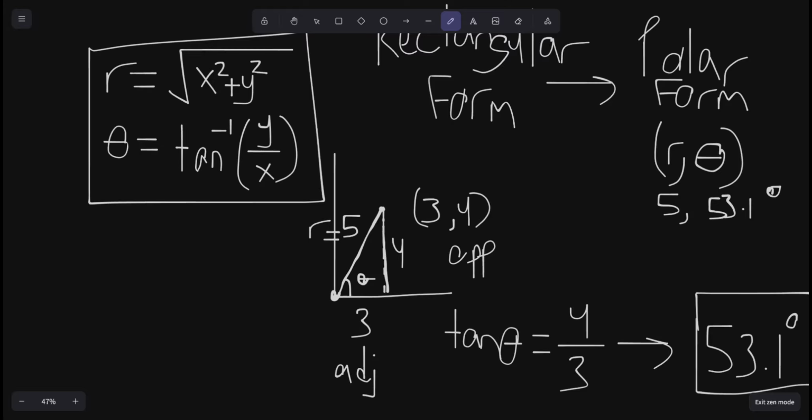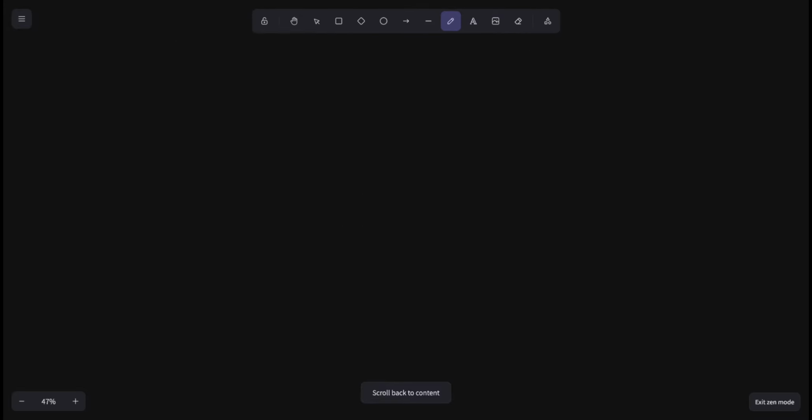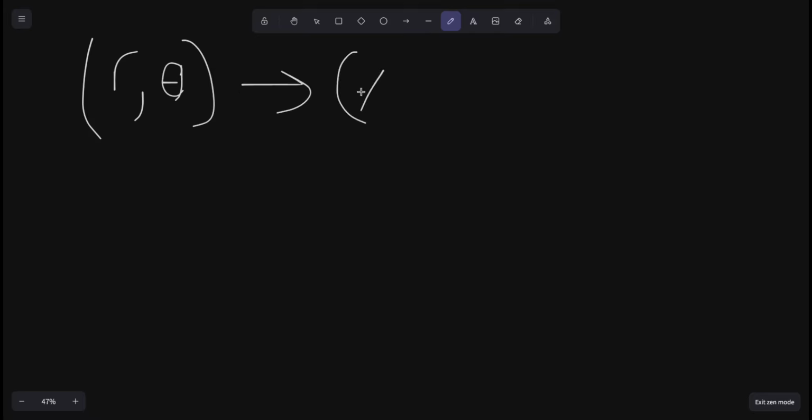Now I've got a question for y'all. What if you're given the r value and the angle, and you want to convert back into plain old rectangular form, x comma y? This is converting from polar coordinates to rectangular coordinates. How do you undo this process, right? And it's pretty simple.